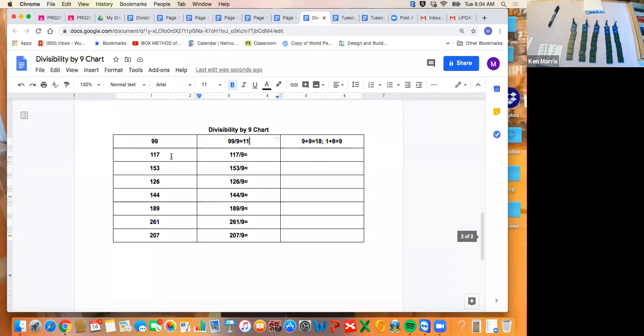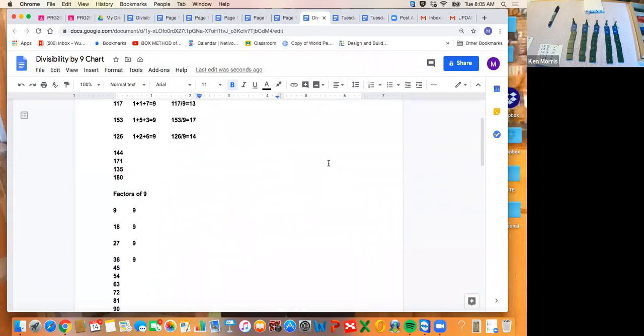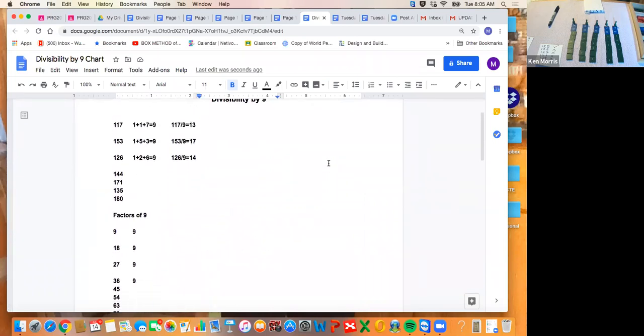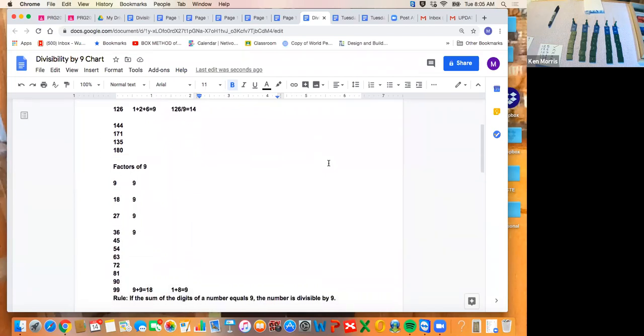I would like you to finish this table, get a calculator, confirm that all these numbers are in fact divisible by 9, and then go ahead and confirm that the sum of the digits are equal to 9, just to reinforce the rule. All right, you don't need to copy this down, guys. I will post it so you'll have it. All right, but it gives you an idea here. Any questions?